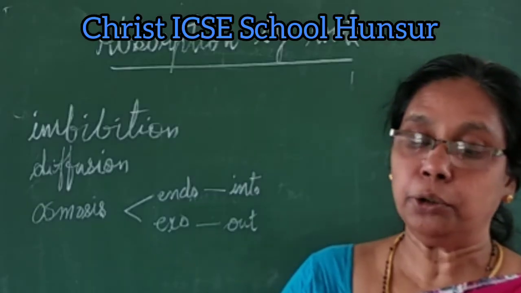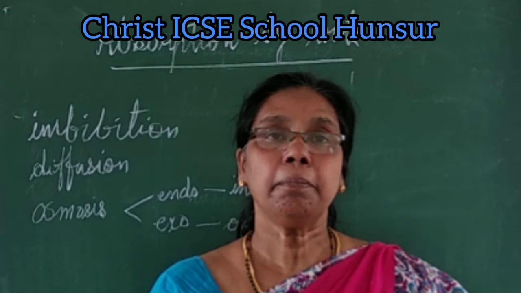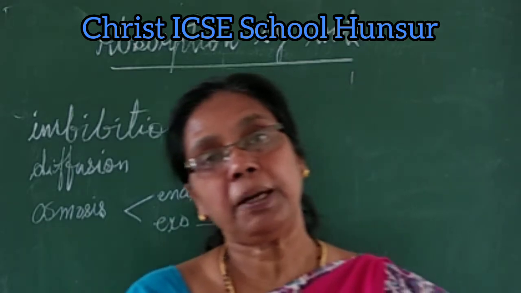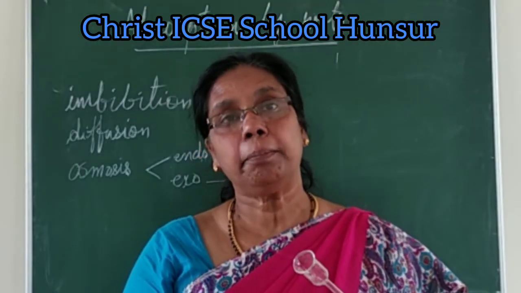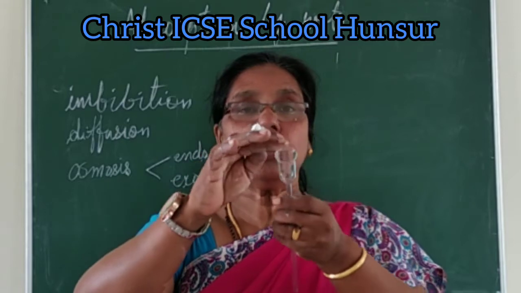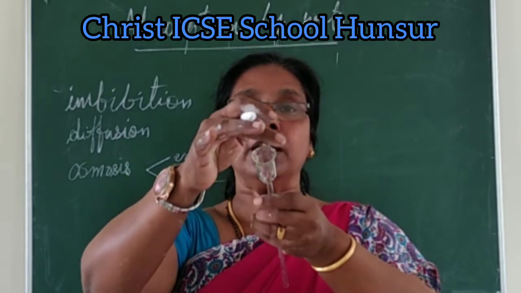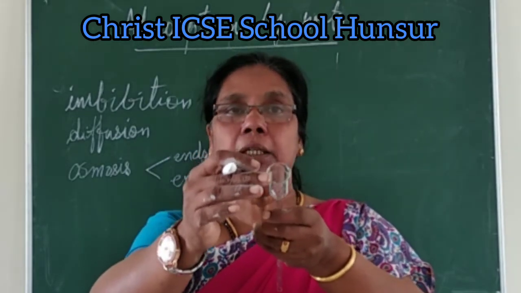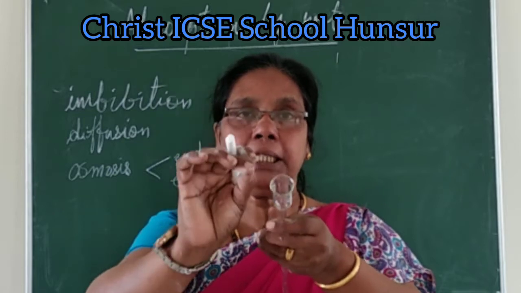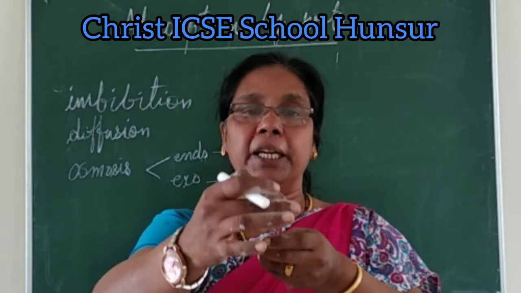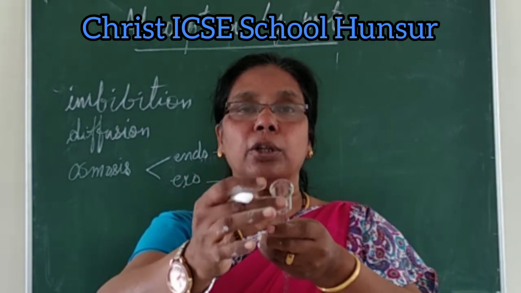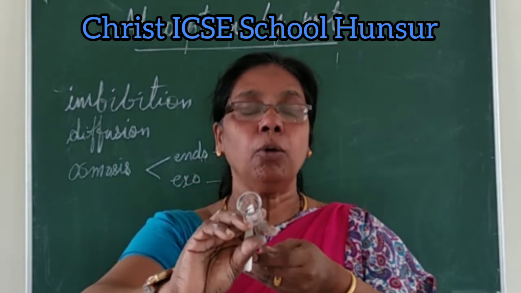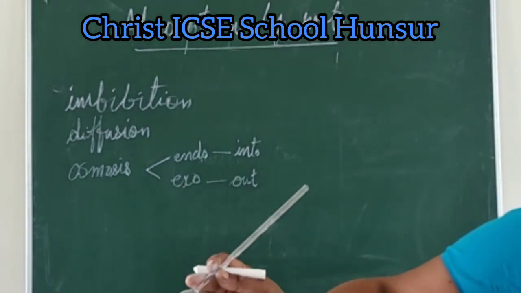And now what you have to do is cover the mouth of this thistle funnel with a cellophane paper. What is meant by cellophane paper? A paper which is semi-permeable. Afterwards, the mouth of this thistle funnel you have to cover using that cellophane paper or animal bladder or egg membrane. You can see that in the egg, there is a thin membrane. That is also a semi-permeable membrane, so you can cover the mouth of this thistle funnel using an egg membrane. And now you have to invert.